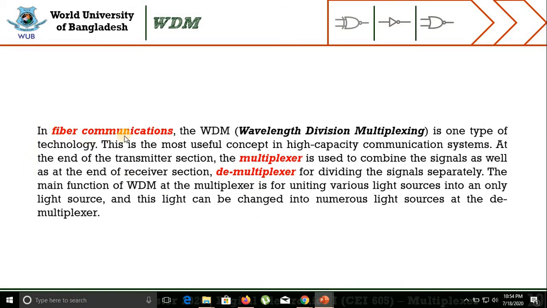From this slide, we may learn the overview of WDM, which is elaborately called wavelength division multiplexing. In fiber communications, wavelength division multiplexing is one type of technology. This is the most useful concept in high capacity communication systems. At the end of the transmitter section, the multiplexer is used to combine the signals, and at the end of the receiver section, the demultiplexer divides the signals separately. The main function of wavelength division multiplexing at the multiplexer is to unite various light sources into a single light source, and this light can be changed back into numerous light sources at the demultiplexer.